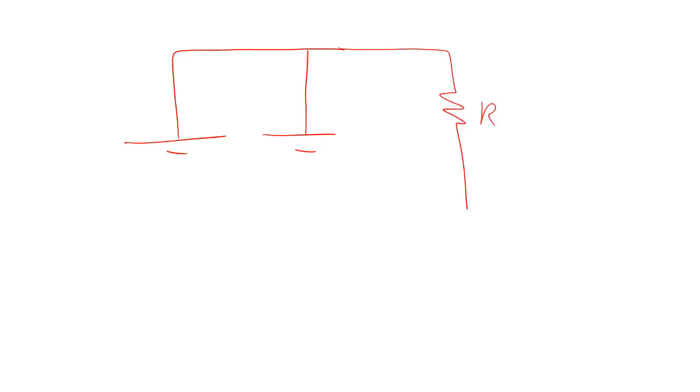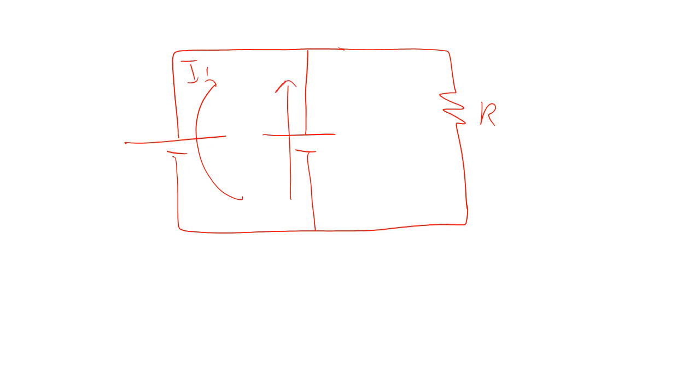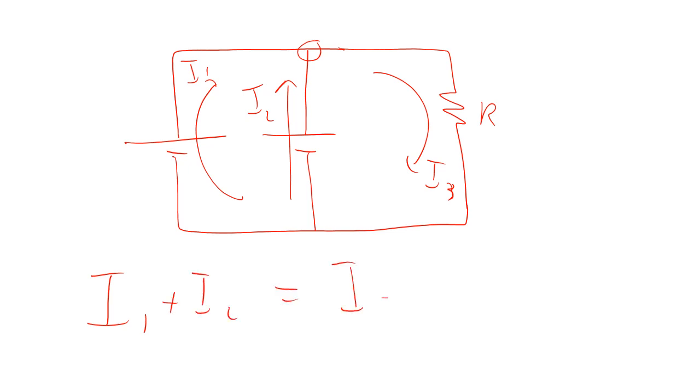Let me point out something very important right here. I could have 2 power supplies connected to a resistor. So that means I might have I1 here, I might have I2 there, and I might have I3 right there. So what would the junction rule look like? Well, the current in is I1 plus I2. The current out is I3.